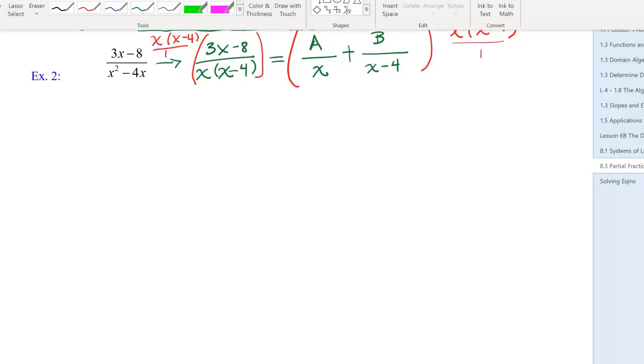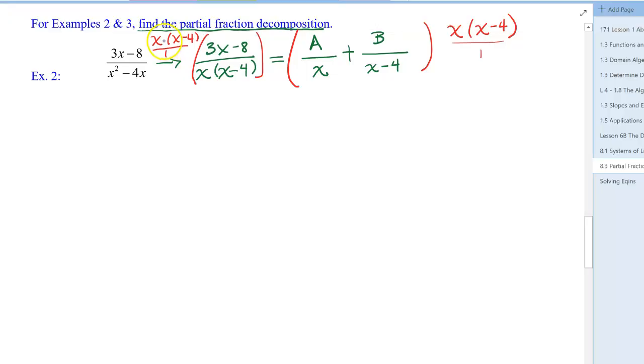So on the left-hand side, the x's will cancel, the x minus 4's will cancel, and we're only left with the numerator 3x minus 8. On the right-hand side, however, for this first fraction, only the x cancels. So we have a times x minus 4. And for the second fraction, the x minus 4's cancel, and we're left with bx.